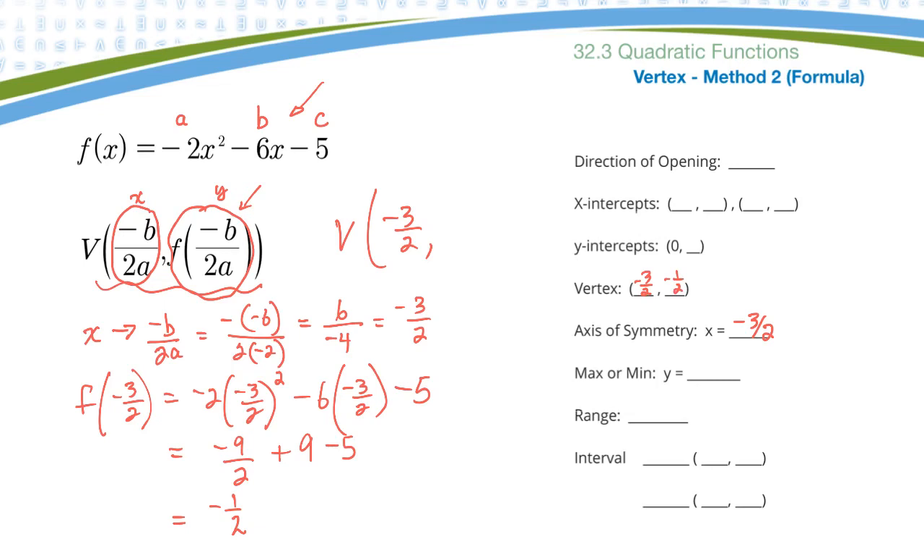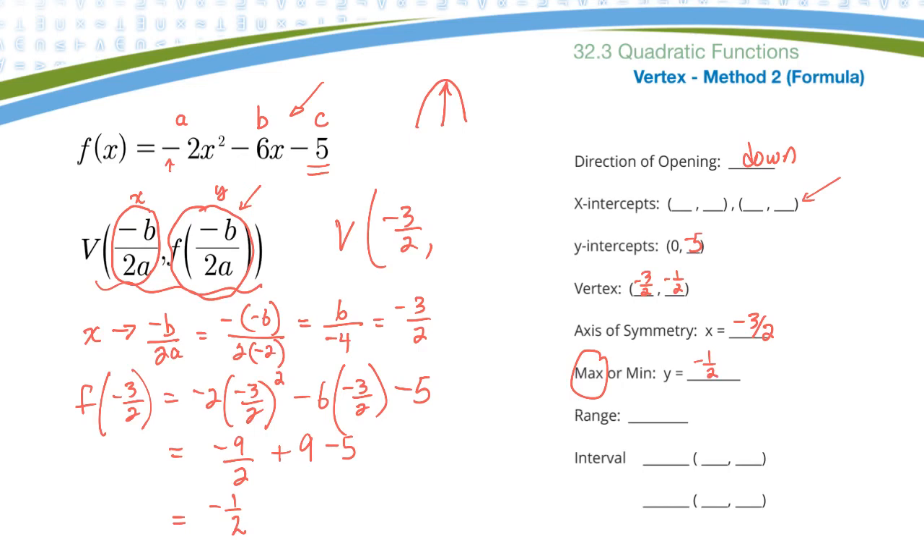That'll be, in this case, because this is negative, the graph is upside down. So the graph opens down. The y-intercept is this number here, negative 5. X-intercepts, I'd have to do the whole factoring, quadratic formula, whatever for that. It's going to have a maximum value, because you can't get any higher than that, of negative 1/2.